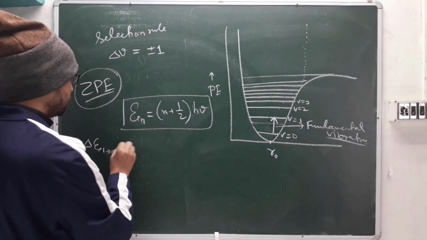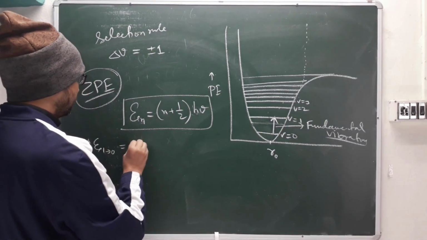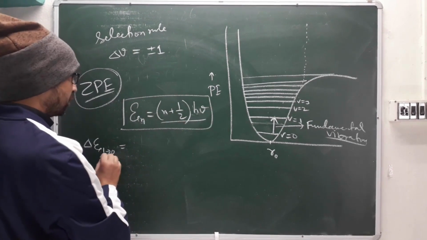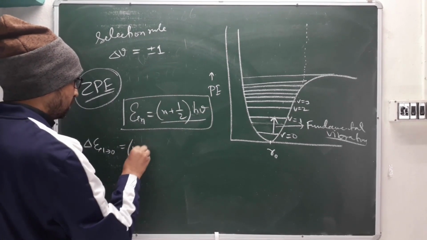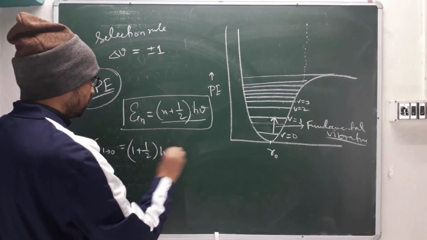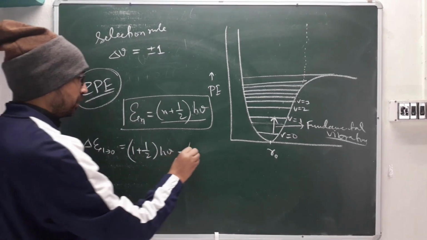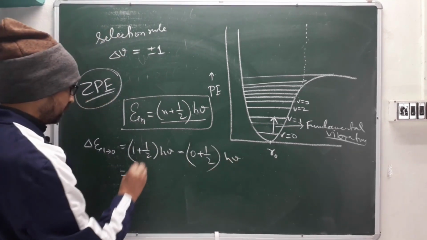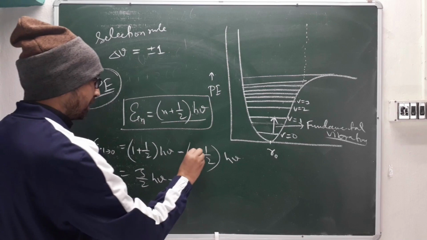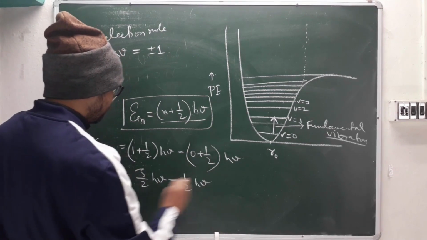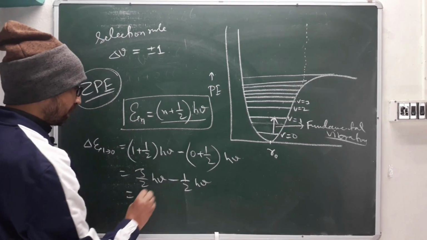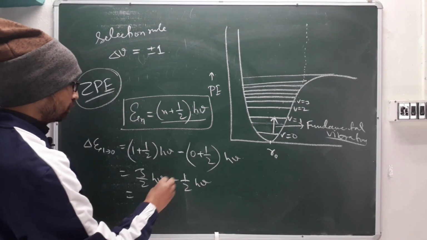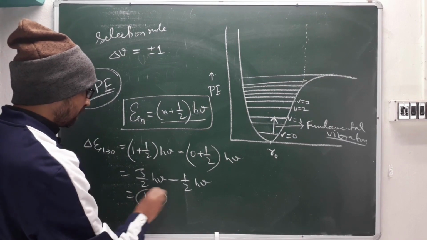If you are saying 1 to 0, how much will it come? We'll just write it down. First, this part we have to write. So it will be 1 plus half h nu minus, here n equals 0, plus half into h nu. So how much is it coming? It will be 3 by 2 h nu minus 1 by 2 h nu, equal to 3 by 2 minus 1 by 2. How much is it coming? 3 minus 1 is 2, and 2 divided by 2 is 1. So 1 h nu, so it will be h nu, correct?